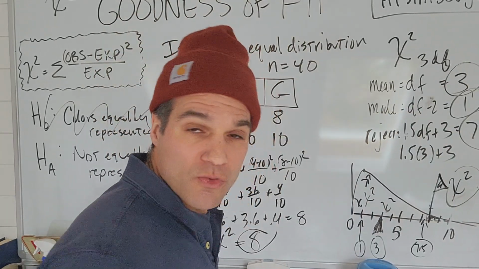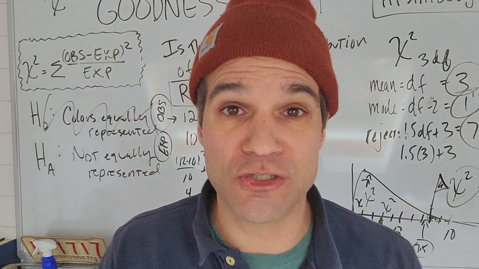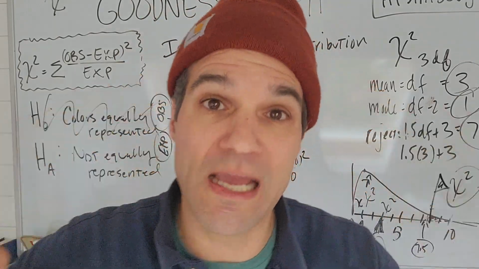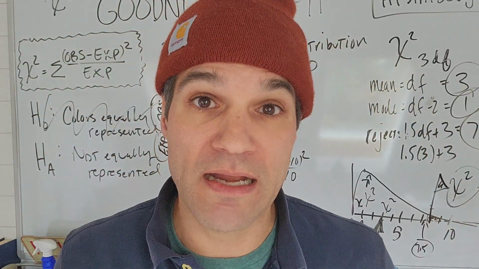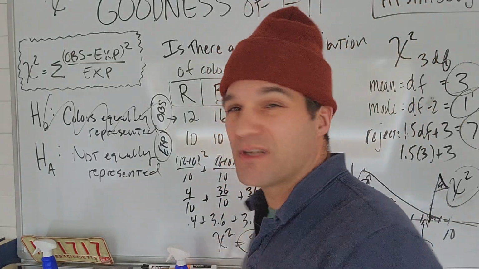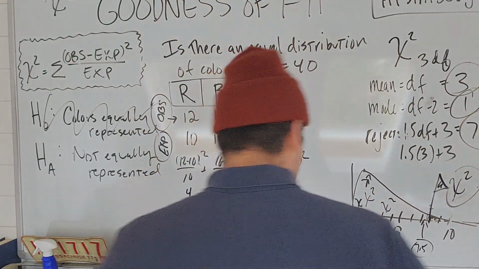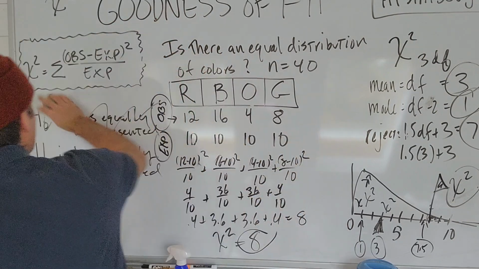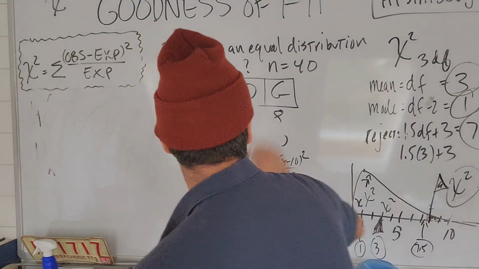But that's a chi-squared goodness of fit test in a nutshell, okay? So that's when you have one sample and you're asking one question, all right? The expected values could be a little bit different. There's a couple other ways you can see the expected values. I'm just going to show you really quickly.